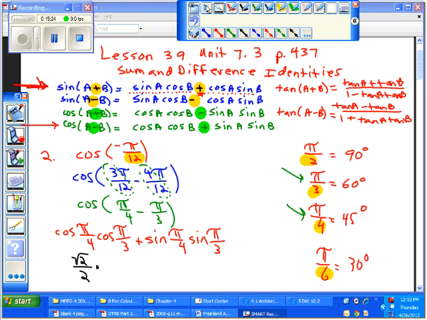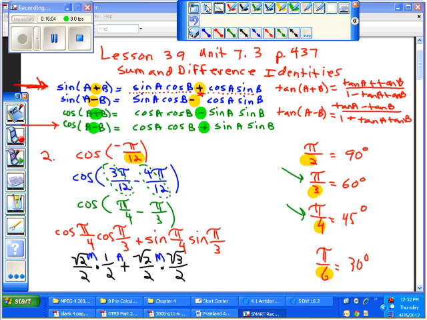Now, what is the cosine of pi over 3? Well, that's like cosine 60, which is 1/2, plus sine of 45, or sine of pi over 4, is square root 2 over 2, times sine of pi over 3, which is like sine of 60, is square root 3 over 2. Again, if you haven't memorized your unit circle stuff, as I said every other step here, then you really got to do that.